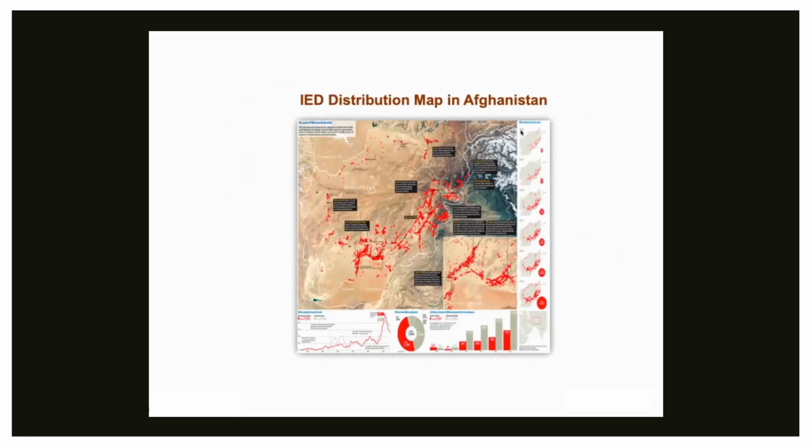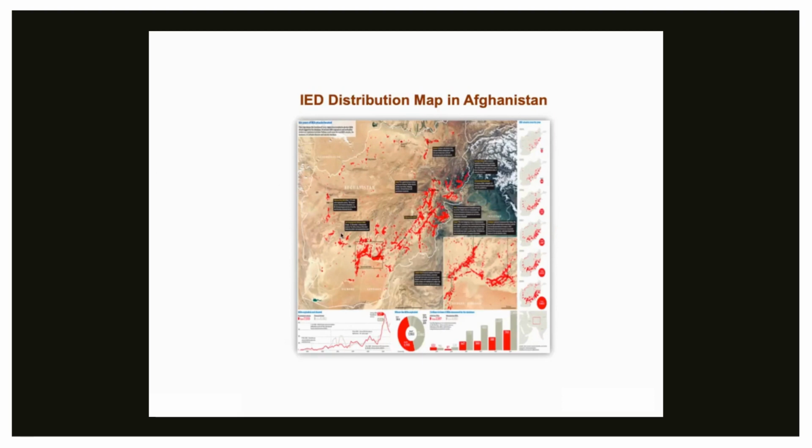From 2009 until 2011, we can see that the Taliban created IEDs all over Afghanistan. It is for 10 years. We can see that in the red. This is the IED map of all of Afghanistan.